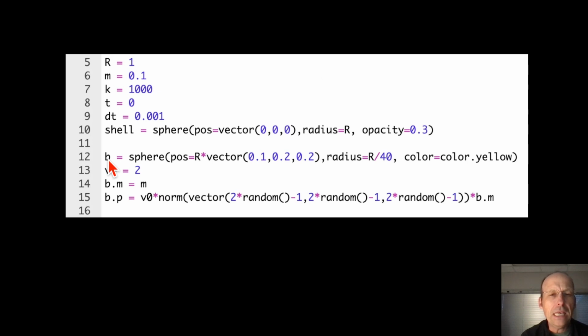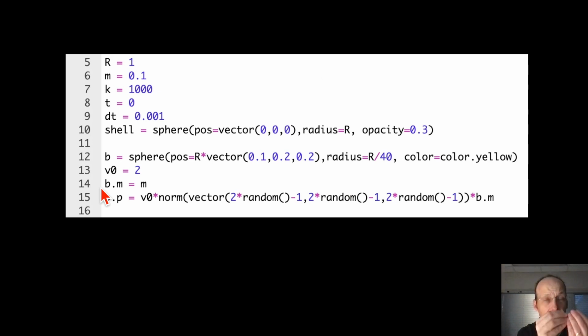Now B is, I'm making one ball. Right, so B is my one gas particle, and it's also a sphere, but it's much smaller. You see I have a radius of r over 40, and I gave it just some random location, r times this vector, just to put it somewhere. And I made it yellow. I gave it color equals color.yellow. You can make it have a trail, which I put in the animation I'll show you, but you don't have to do that.